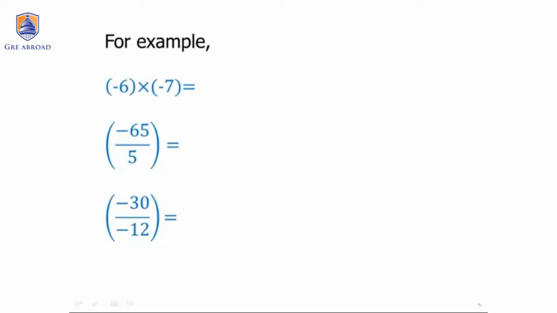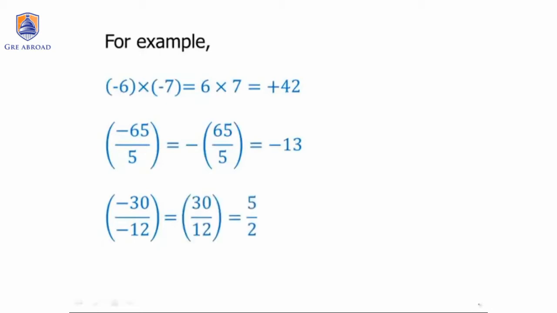Okay, the first one we see is a negative times a negative, so that's definitely going to be a positive. That's just going to be positive 6 times 7, which of course is 42. The second one, we have a negative divided by a positive, so that will be negative. Whatever that quotient is, it's a negative, so we'll take that negative sign outside. 65 divided by 5 is 13, so that just becomes negative 13. In the final one, we have negative divided by negative, so we know that will become positive, so we can cancel the negatives. We just get 30 over 12, cancel a factor of 6, and it goes down to 5 over 2 in simplified form.